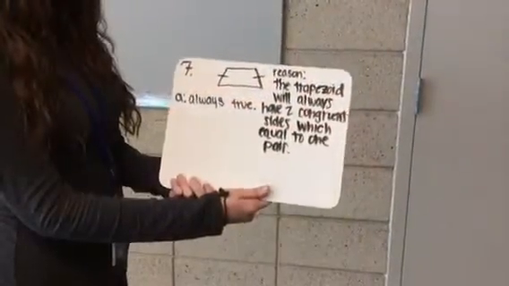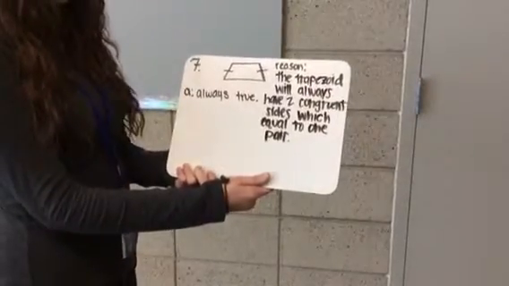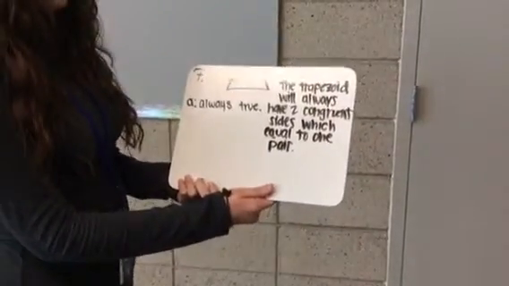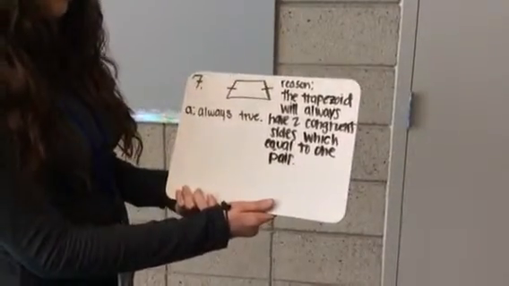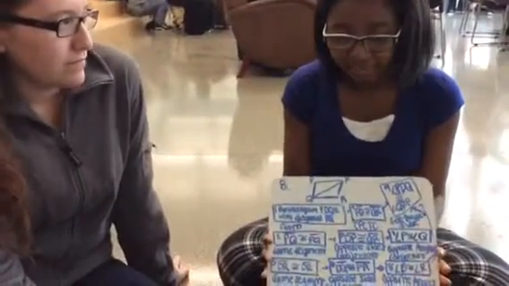In a trapezoid, a pair of opposite sides are congruent. The answer is always true. Reason being, the trapezoid will always have 2 congruent sides, which equal 1 pair. We decided to do number 8 as extra credit.